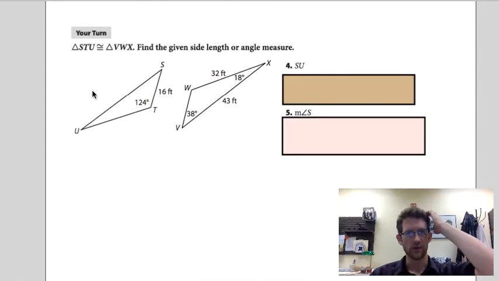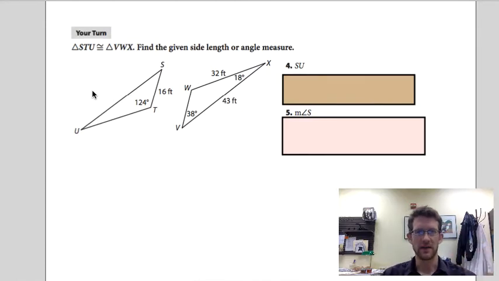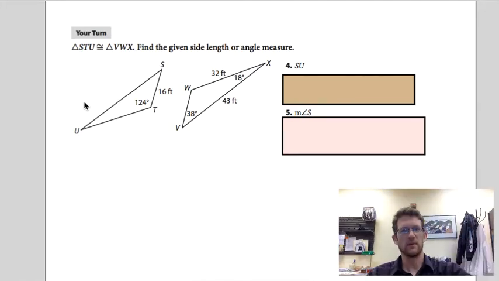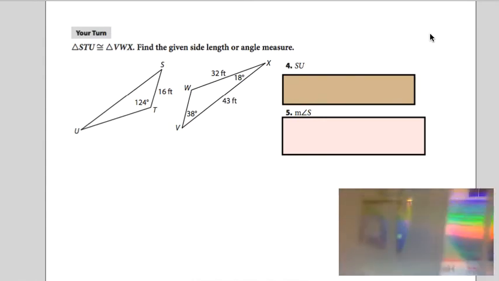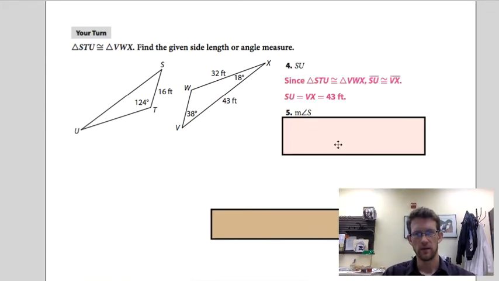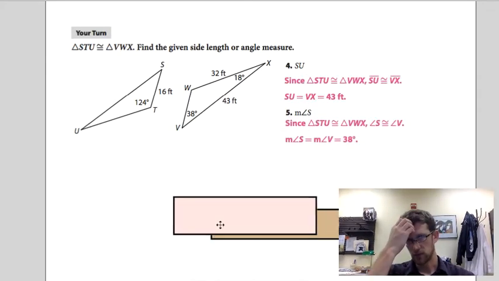Okay, so we have STU is congruent to VWX. Find the given side length or angle measurement. Go ahead and do both 4 and 5 real quick. Cool. So the first one, SU, is the same as VX, right? And then the second one, angle S, is the same as angle V here.